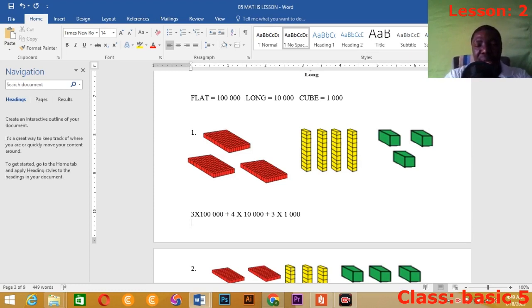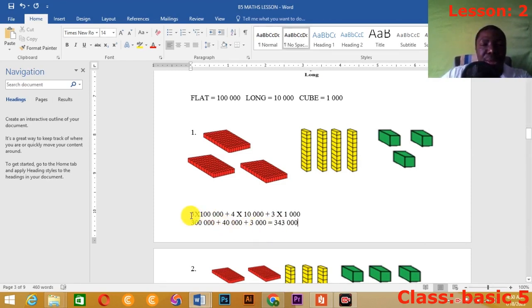The final answer. Before you get a final answer, make sure you simplify it. So this 3 times 100,000 will give us what? 300,000. Plus 4 times 10,000 will give us what? 40,000. Somebody will ask me, how did I get it? When I finish, I will explain it. I'll break it down for you to understand. Now, 3 times 1,000 will give us 3,000. So the final answer will be 343,000.